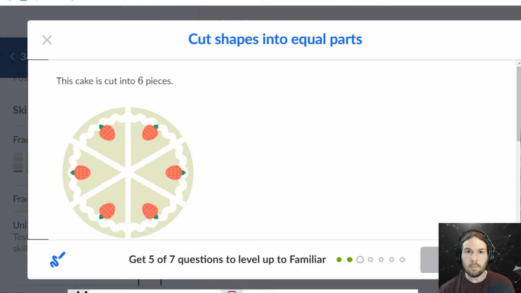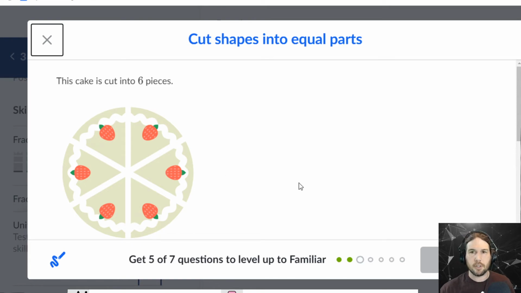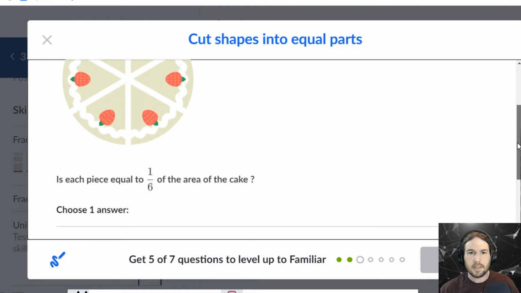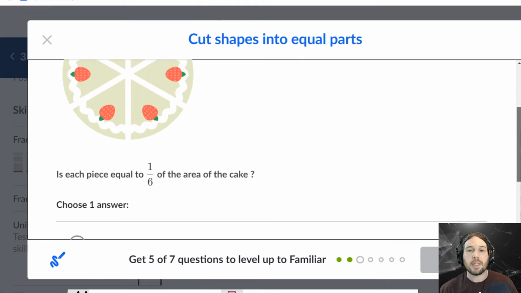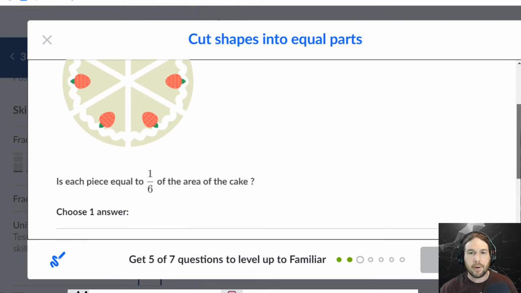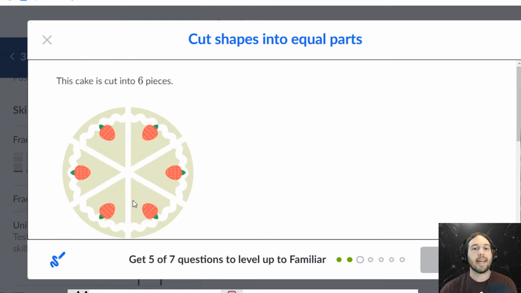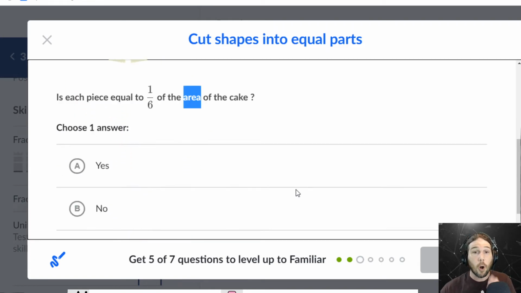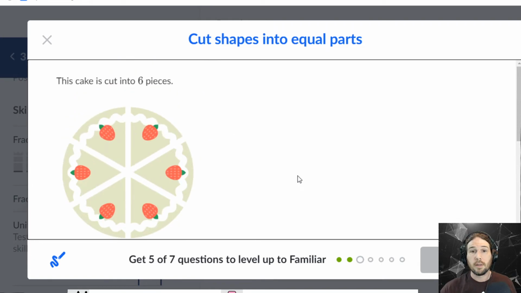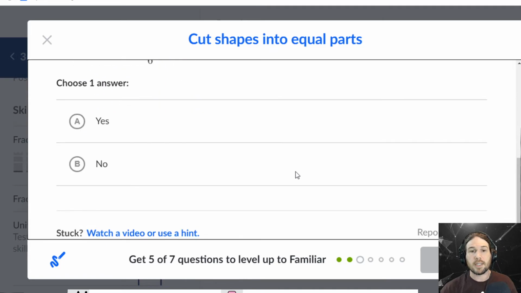Okay. So now we're going to cut shapes into equal parts. Still, the cake is cut into 6 pieces. Is each piece equal to 1/6 of the area of the cake? Now, area is a word that we only just started dealing with, right? We only just started talking about area, but yes, that's correct. If the cake is cut into 6 pieces and they're all equal, then each piece is 1/6.